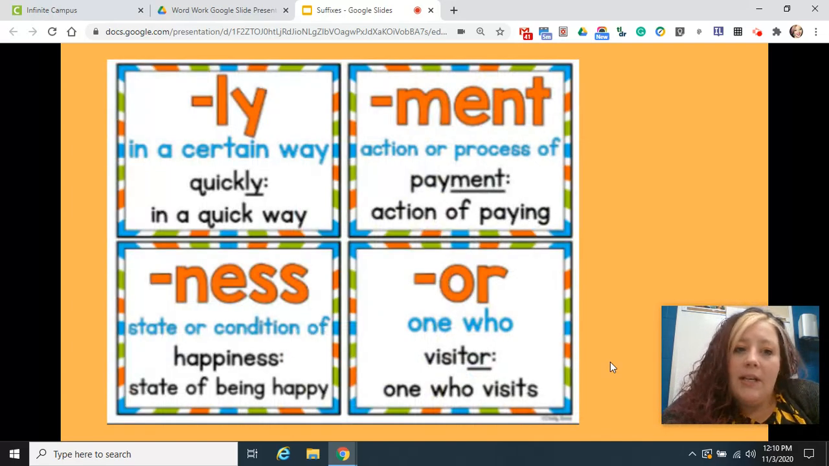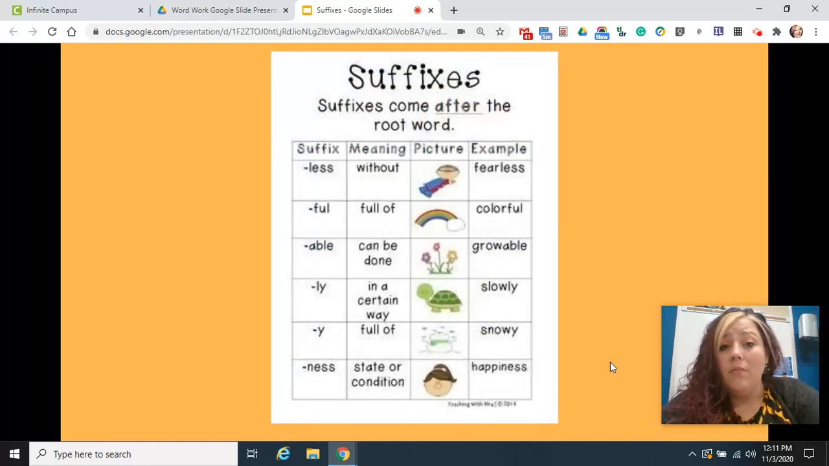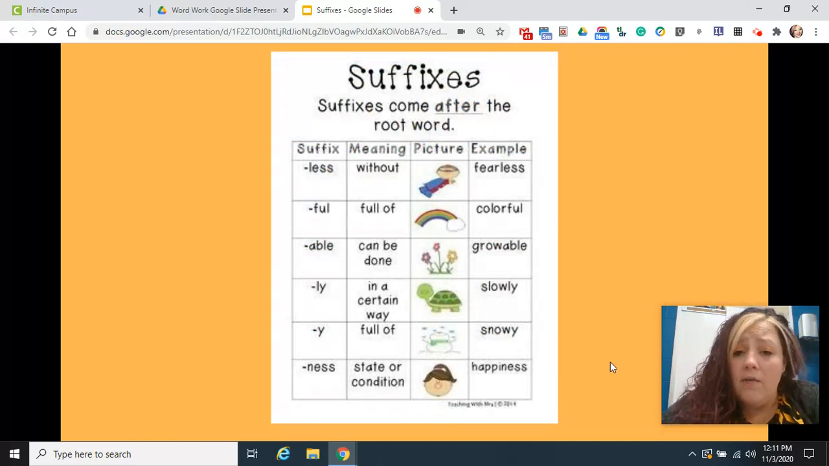Just a couple more examples. We have that ly, ness. We haven't seen ment or or yet. So ment is the action or process of something. Like giving a payment, it's an action of paying someone. And we also have or, like a visitor, someone who visits. All right, there are so many different suffixes. Remember, you're going to see those at the end of a word.